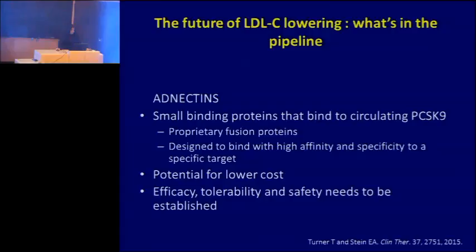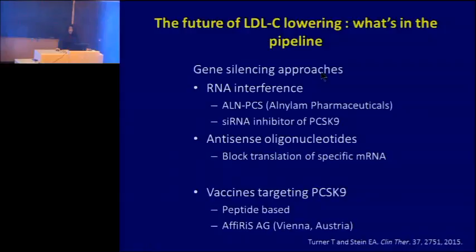Other approaches have been gene silencing approaches. So essentially you stop the synthesis of the protein. RNA interference is one. So several companies are working on this. There are antisense oligos. Essentially you prevent translation of specific mRNA. So PCSK9 would be a PCSK9 oligonucleotide given as injection. It would stop the PCSK9 from being synthesized. There's a company in Vienna, Austria, which is working on a vaccine targeting PCSK9.